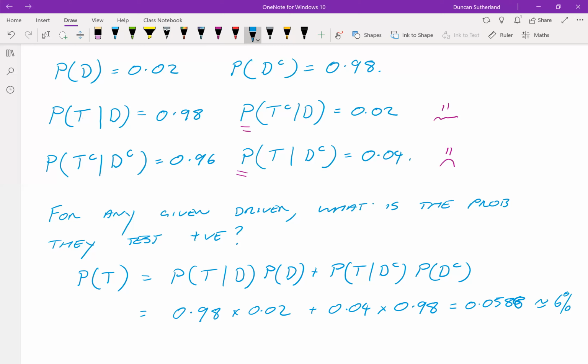Right, so 6 in 100 people that get pulled over, they're getting busted, whether they're innocent or not, or whether they're guilty or not. So that's any randomly selected driver, 6% chance of blowing over. What we're interested in is actually the probability that the driver's drunk, given that the test says so, right?